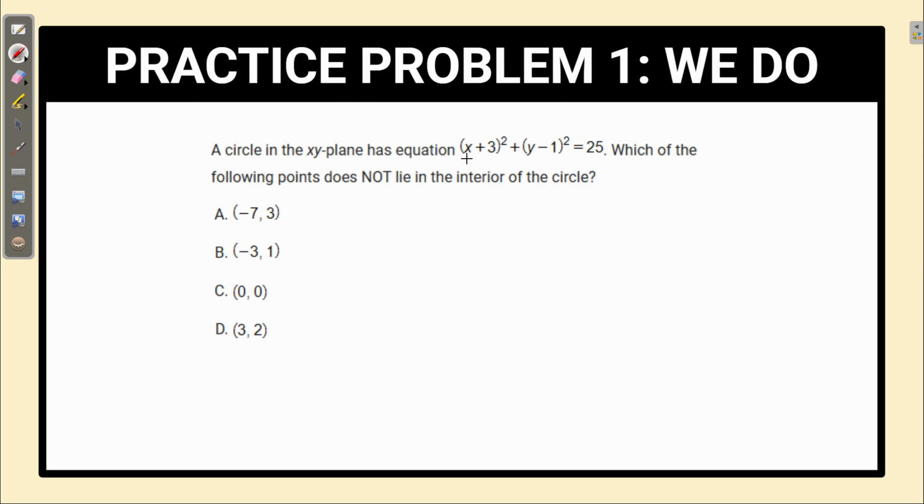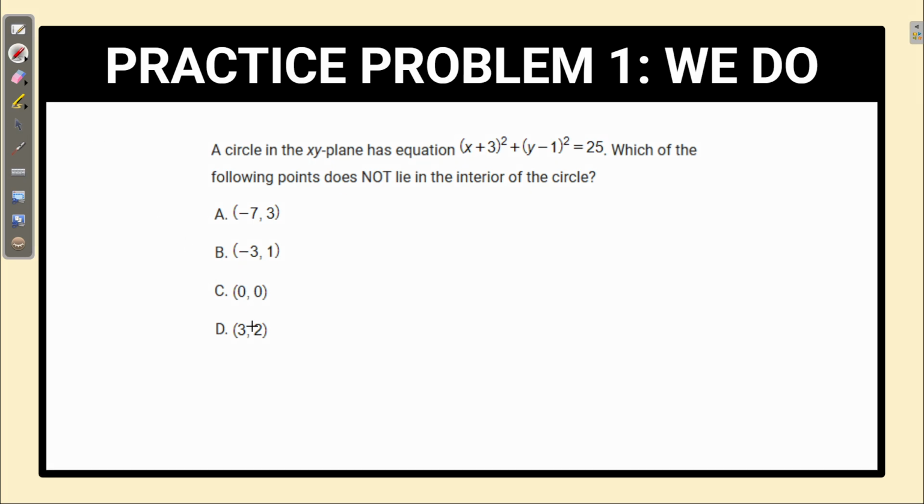A circle on the xy plane has this equation. Which point does not lie on the interior of the circle? Well, basically, if you're doing this with algebra, you would find the center, you'd find the radius, which is 5 in this case, and then you'd have to find the distance between the center and any one of these points.